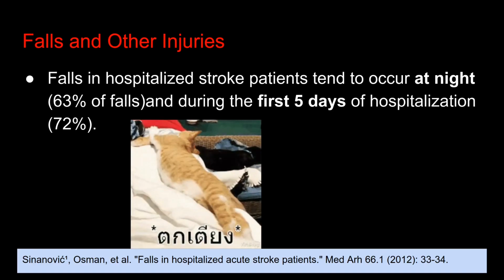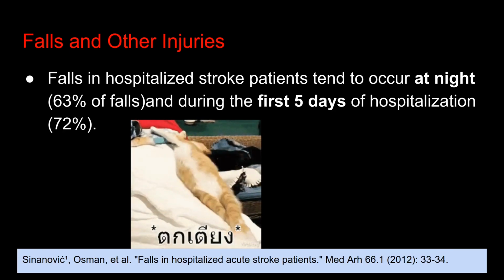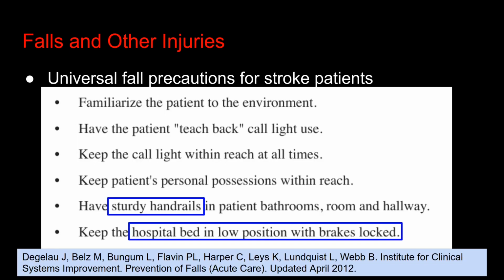So knowing the deficits of the patient will help prevent this, and keeping rails up for these patients at risk for falls. So these are the universal fall precautions for stroke patients. Sturdy handrails, not just for the hospital bed, but in the bathroom, the room, and the hallway. Now, in terms of the hospital bed, if possible, if not an ICU bed, they keep the bed at the lower position with the brakes locked.